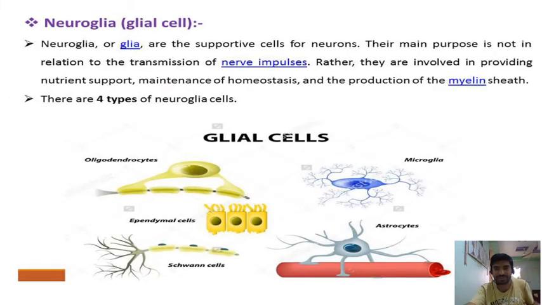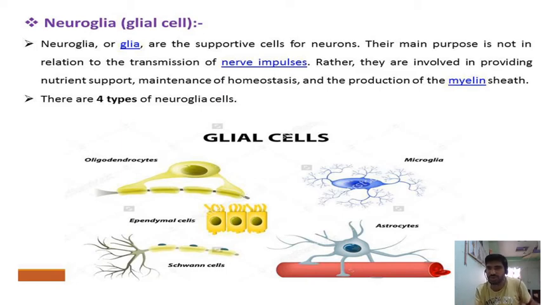Neuroglial cells, or the neuroglia or glia, are the supportive cells of the neurons. Their main purpose is not related to the transmission of nerve impulses. Rather, they are involved in providing nutrient support and maintaining homeostasis.